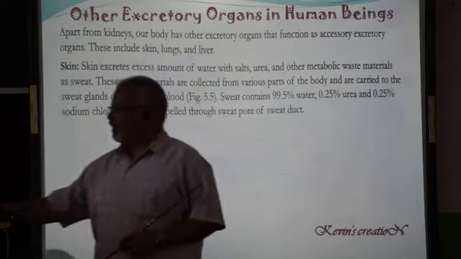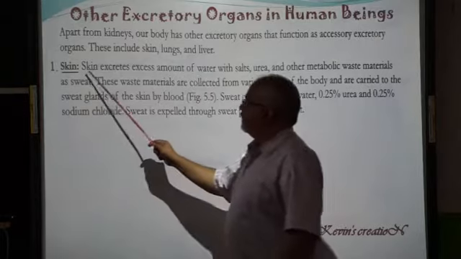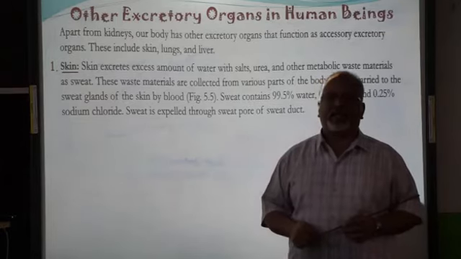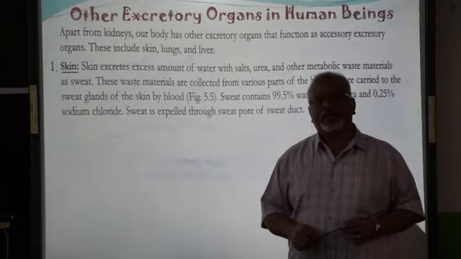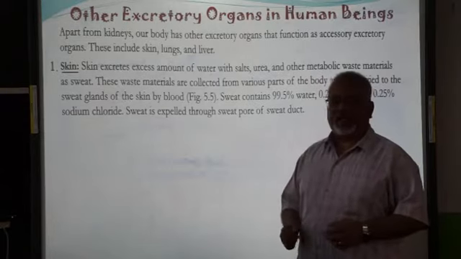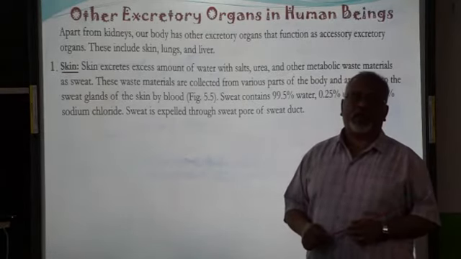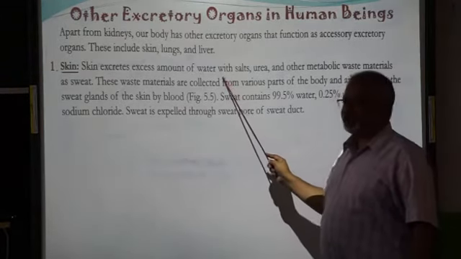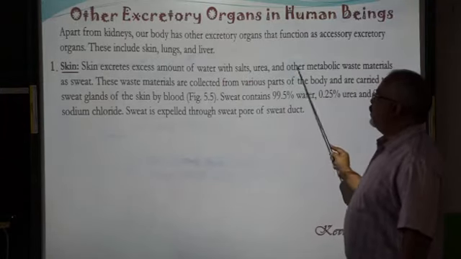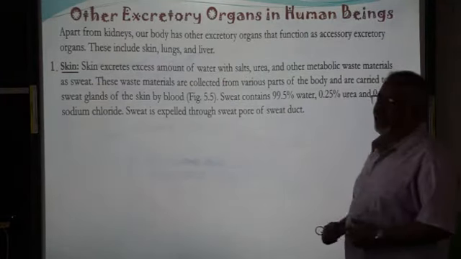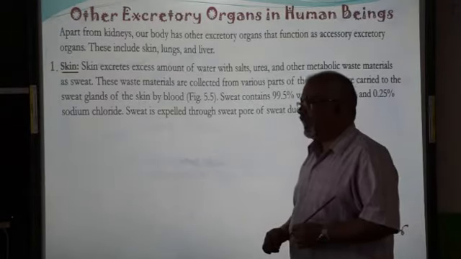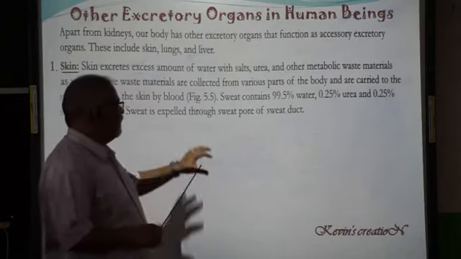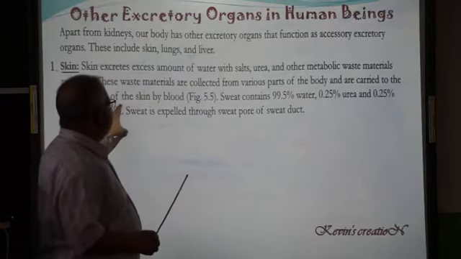So the first one here is skin. Now our skin also excretes. Whenever we talk about excretion, we think about urine. But sweat is also an excretion, and here also the waste products come out of our body through the skin. Skin excretes excess water with salts, urea and other metabolic waste materials as sweat. These waste materials are collected from various parts of the body and are carried to the sweat glands.